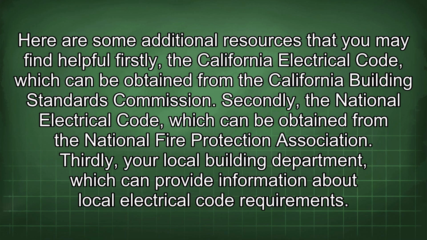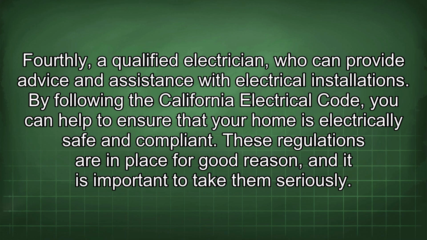Firstly, the California Electrical Code, which can be obtained from the California Building Standards Commission. Secondly, the National Electrical Code, which can be obtained from the National Fire Protection Association. Thirdly, your local building department, which can provide information about local electrical code requirements. Fourthly, a qualified electrician who can provide advice and assistance with electrical installations.